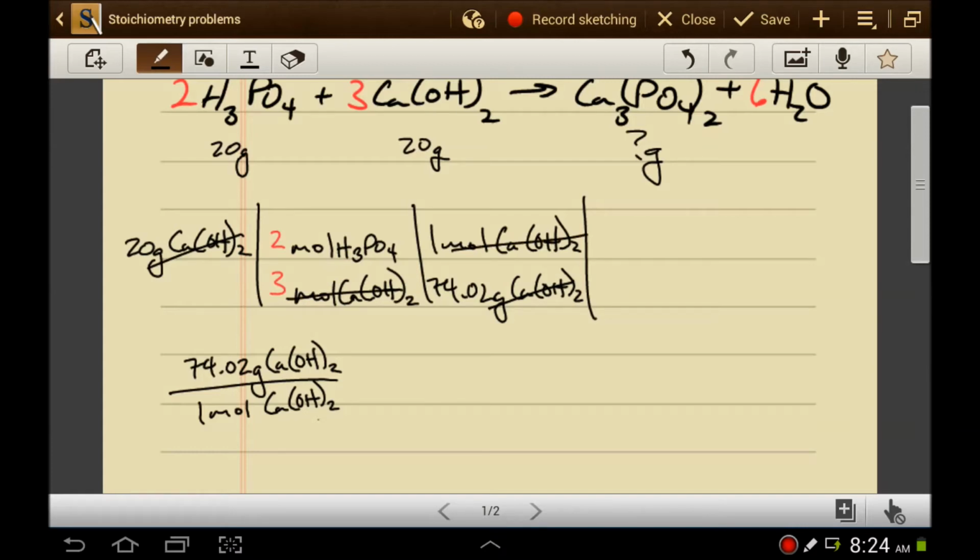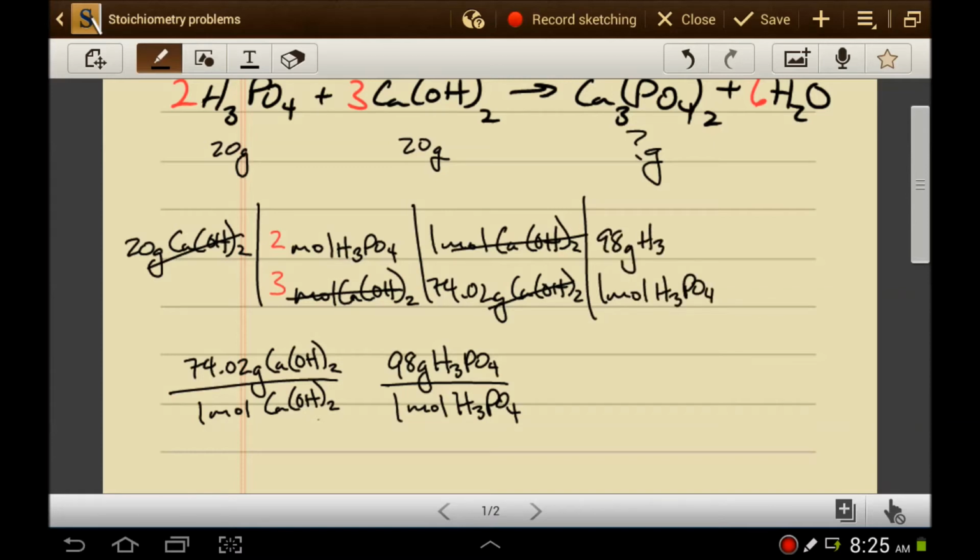Then we want to convert moles of phosphoric acid into grams, and we need to use the molar mass for that. So 98 grams of phosphoric acid for every 1 mole of phosphoric acid. Moles of phosphoric acid cancel with moles of phosphoric acid, leaving us with grams of phosphoric acid. And how many grams of phosphoric acid is that? 98 times 2 times 20 divided by 3 divided by 74.02 is 17.65, so 18 grams of phosphoric acid.